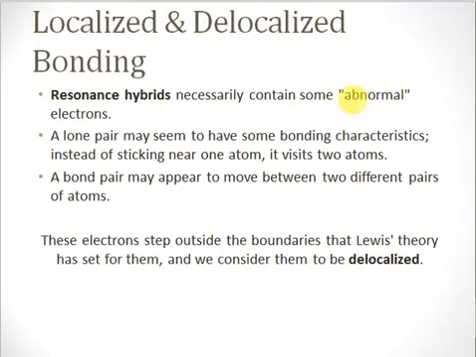right? The lone pair is not close to only one atom, but it is also showing some bonding properties, right? Also, the bonding electron pair is not fixed between two atoms, it is also moving between different pairs of atoms as well, right? So these electrons step outside the boundaries which Lewis theory has set for them, right? So Lewis theory says that all electrons should be localized, but here in the conjugated system we see the electrons are being delocalized, right? So this delocalization is outside Lewis theory, and that violates the Lewis theory.